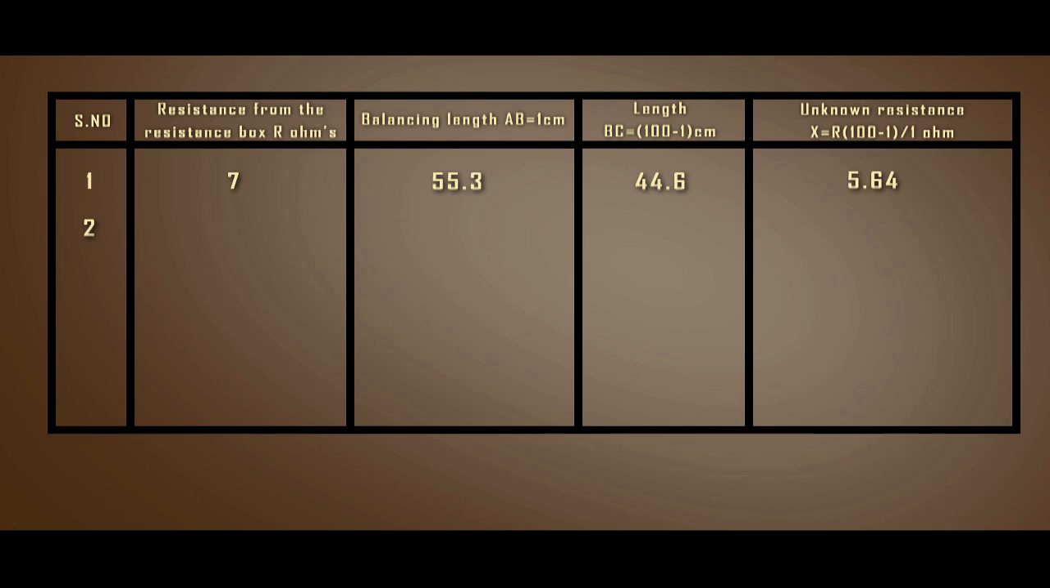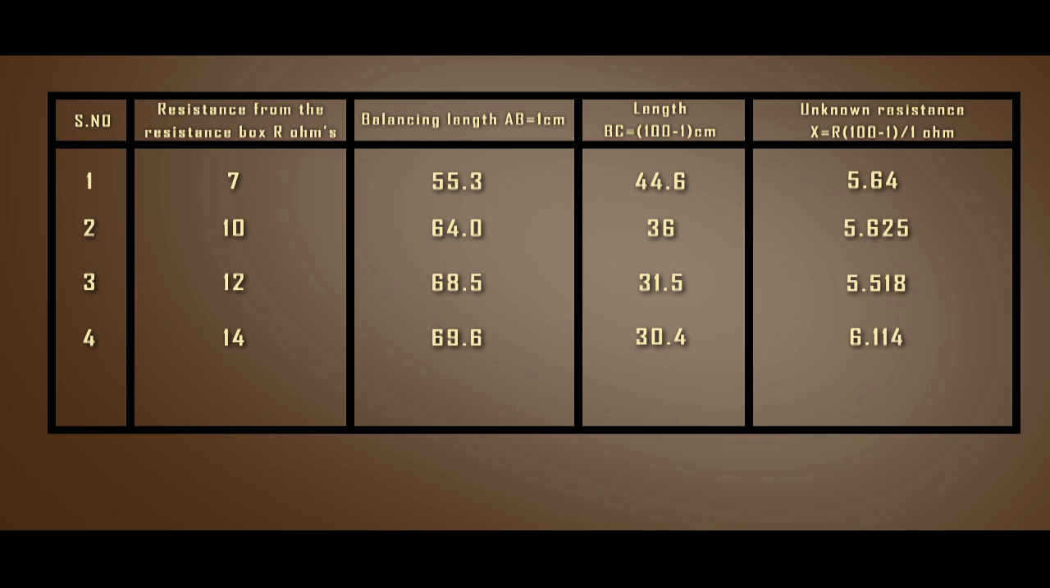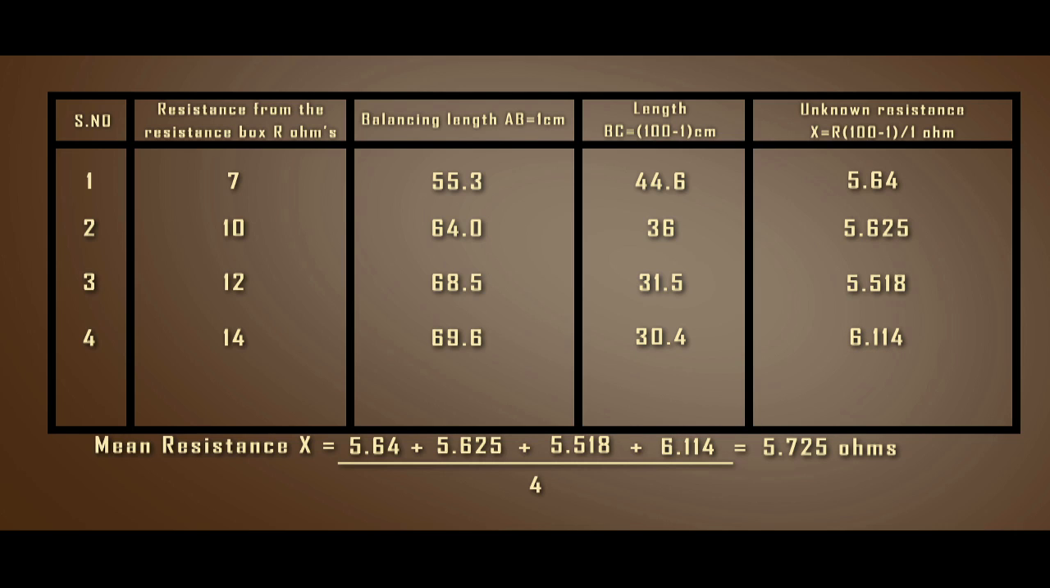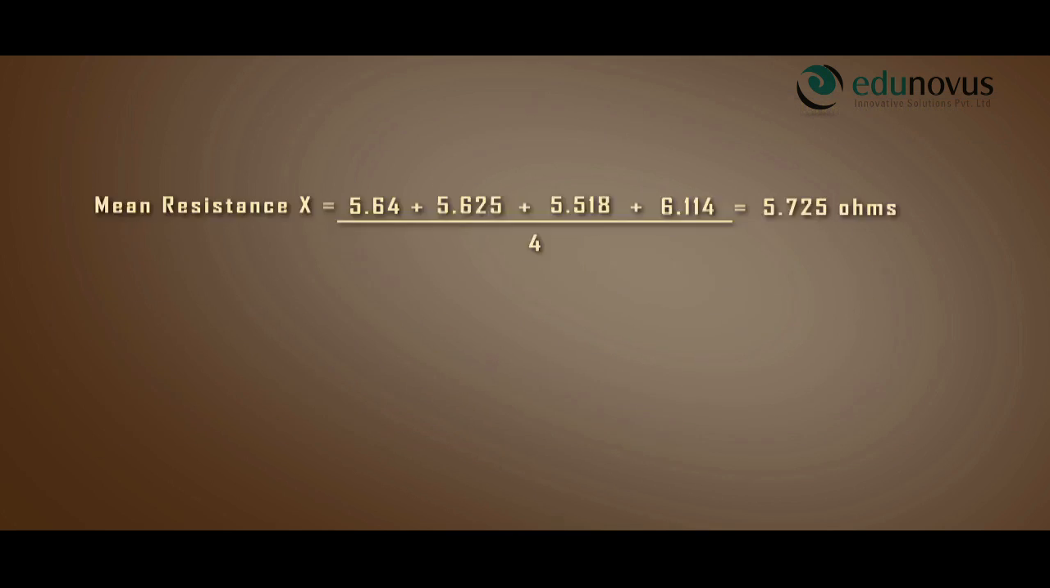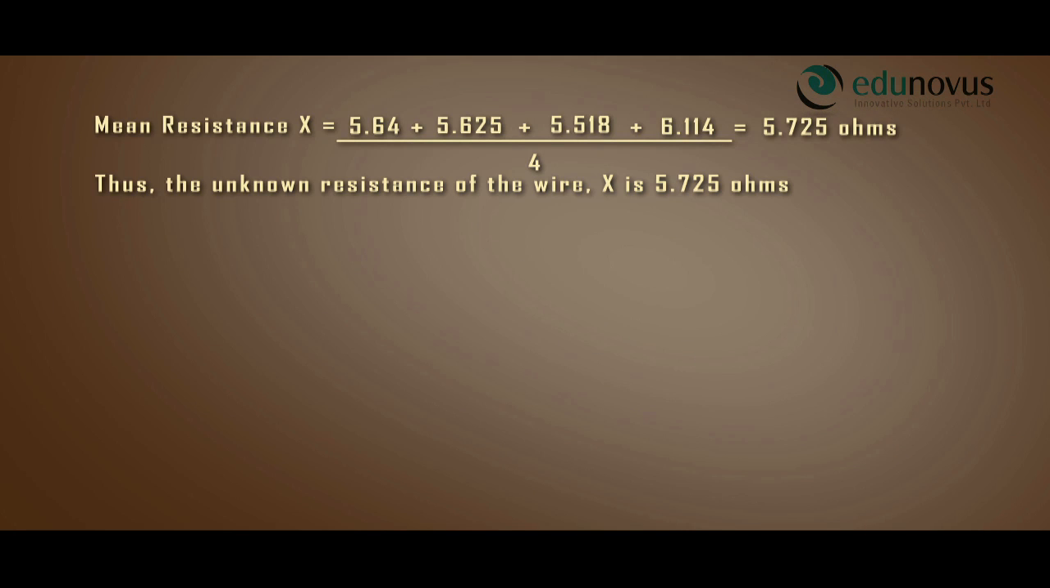Similarly, the balancing lengths for resistance 10, 12 and 14 ohms are as follows. Mean resistance X is equal to 5.64 plus 5.625 plus 5.518 plus 6.114 divided by 4. Therefore, mean resistance X is equal to 5.725 ohms. Thus, the unknown resistance of the wire X is 5.725 ohms.